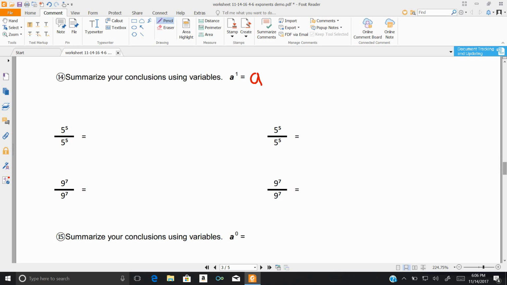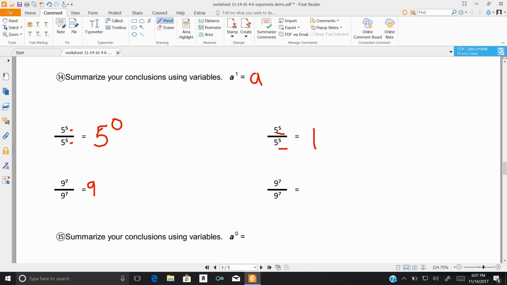Now we're going to do something a little different. Well, it's not a little different. It's a little more interesting, but we do the same thing. We're going to subtract the exponents. So I have an exponent of 5 and an exponent of 5. This gives me 5 to the 5 minus 5, which is 0. If I put it in my calculator, though, 5 to the 5th power divided by 5 to the 5th power equals 1.